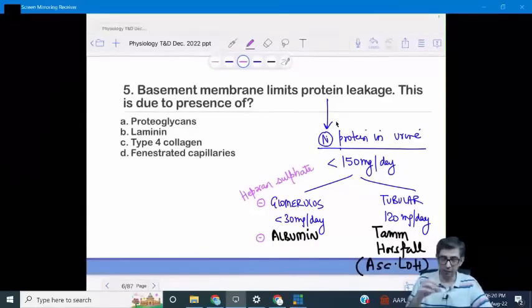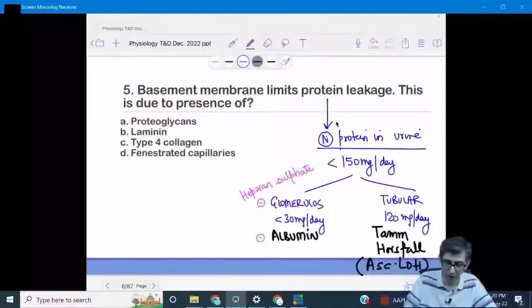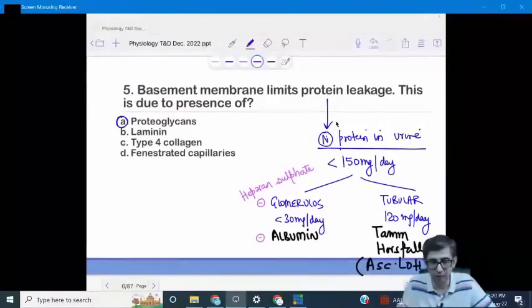Because the glomerulus also has heparan sulfate which is negatively charged, and heparan sulfate, out of the four options present here, is called a proteoglycan. Answer to question number 5 is option alpha. The logic is that proteoglycan means heparan sulfate. This is a product which is negatively charged. It is an anionic protein. It is written as polyanionic.